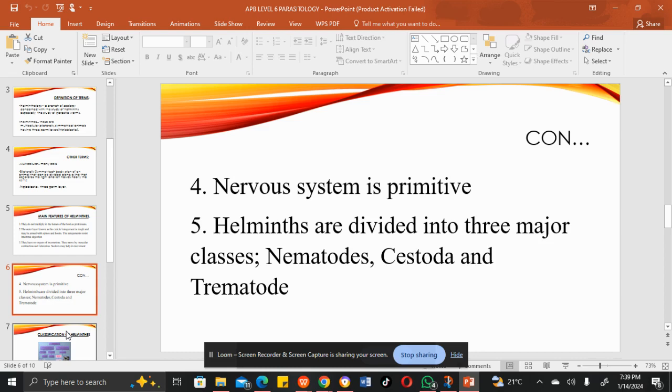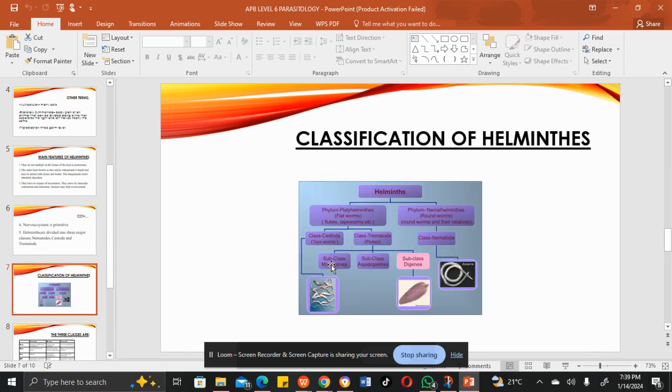Okay, good. Then helminths are divided into three major classes. We have class Nematoda, class Cestoda, and class Trematoda. And we have a very nice flow chart here on classification of helminths. I hope it's visible on your sides. Helminths are classified into two main phyla, that is phylum Platyhelminthes and phylum Nemathelminthes.